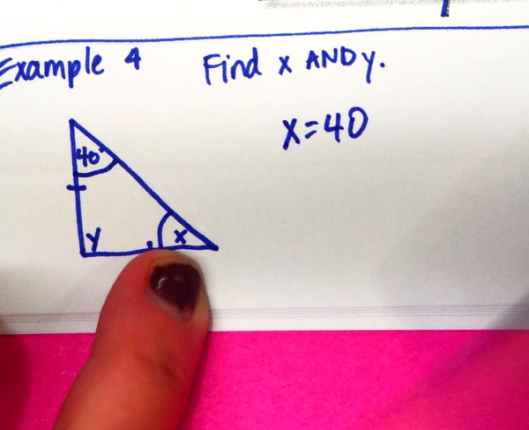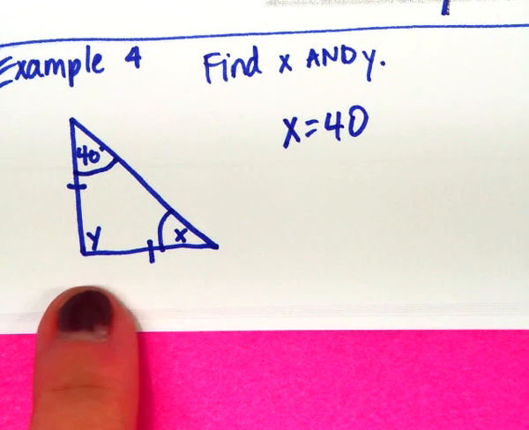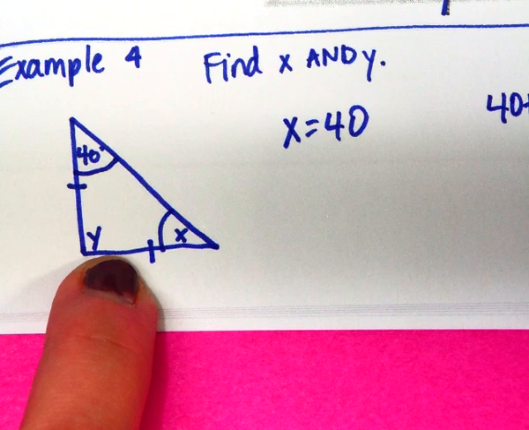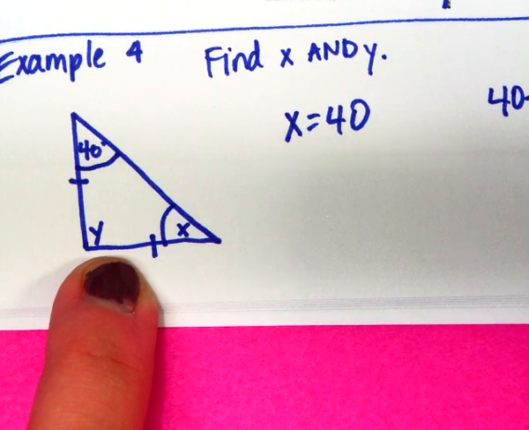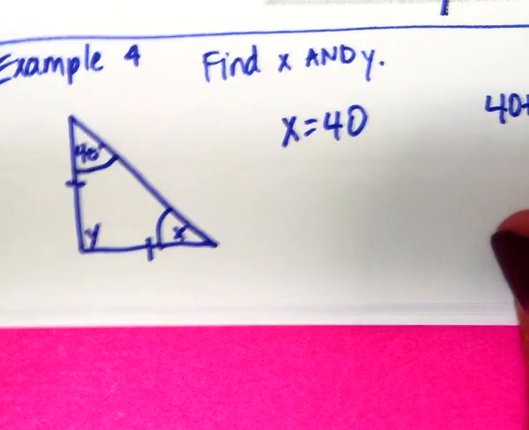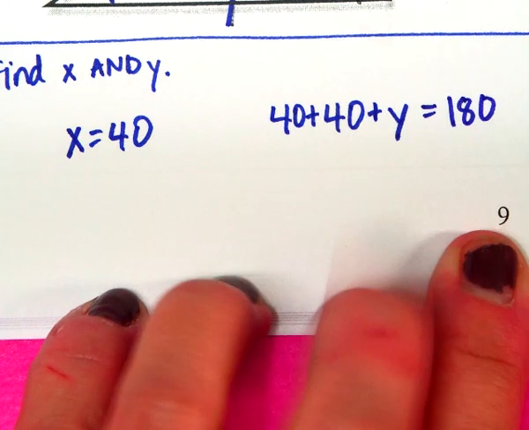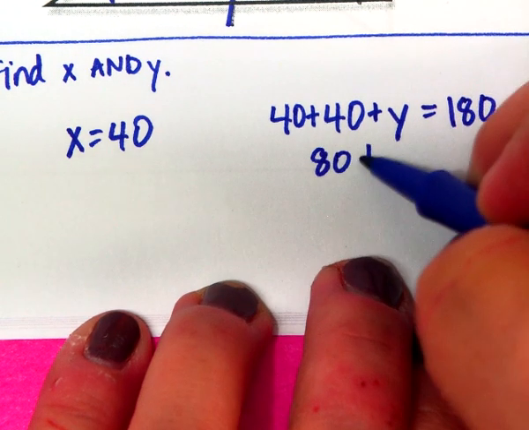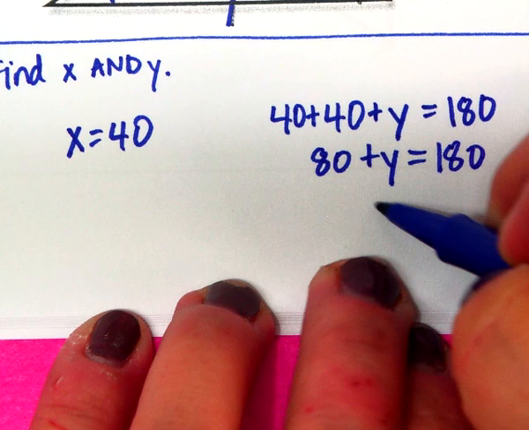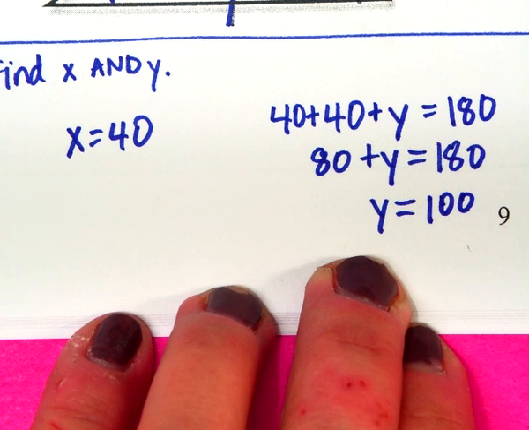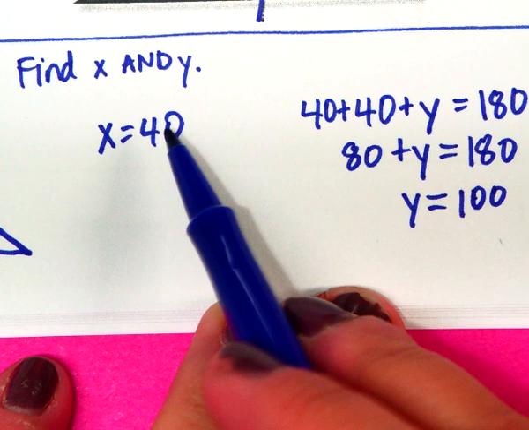I have to do a little bit of calculation to get y. I have 40 and 40 for my two base angles. If I add that to y, I would get 180 degrees total in that triangle. So I'm going to simplify this: 80 plus y equals 180. I end up with y equal to 100 after I subtract 80 from both sides. So those are my two answers.